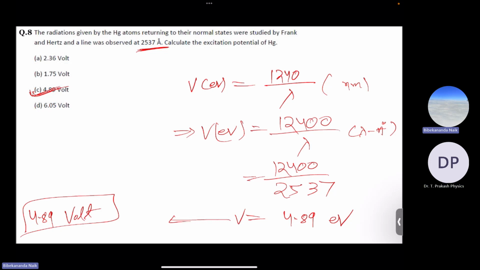Yes, sir. Basically, this question says this line was observed. This line was due to the transition from ground state to excited state. So what will be the excitation potential? The excitation potential will be the energy equivalent to this transition or this wavelength. So the formula is 1240 by lambda, where lambda is in nanometer. But here in the question, lambda is in Angstrom. So if you convert it, it will be 12,400 divided by lambda. So it will be 4.89 volts.